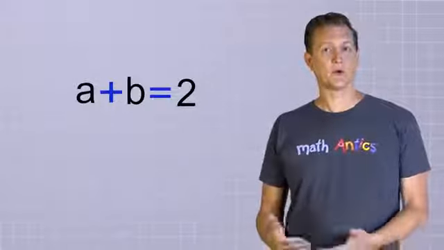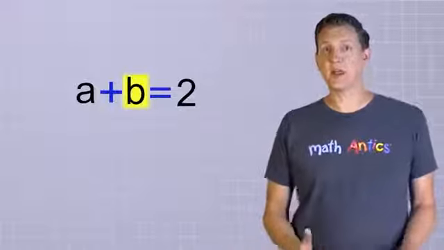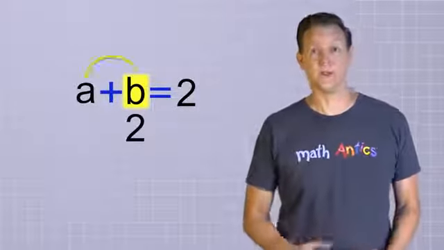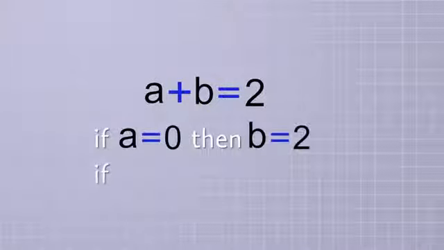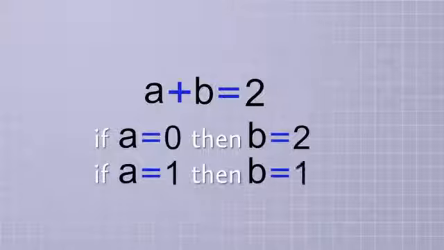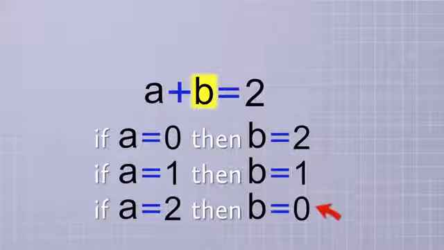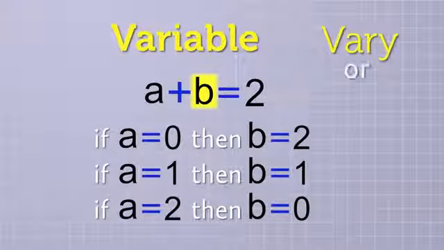Did you notice that there were different possible solutions for this equation? In other words, b could have the value 0, 1, or 2 depending on what the value of a was. If a is 0, then b must be 2. If a is 1, then b must be 1. And if a is 2, then b must be 0. b can't have two different values at the same time, but its value can change over time if the value of a changes. In algebra, b is what's called a variable because its value can vary or change.